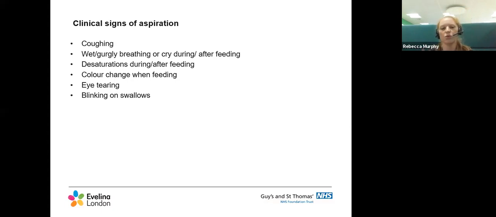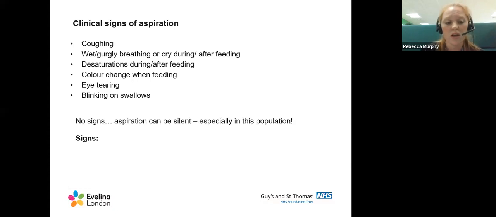All of these are signs you would associate with yourself when you talk about things going down the wrong way. So if you're having a drink of fizzy Coke or something and then you start coughing and spluttering, then potentially it has gone down the wrong way, and they're the kind of signs that we're looking for with our babies. But sometimes aspiration is silent and you can't see any signs. They're silently aspirating away and you don't know. And this is quite common in our population with regards to neonates.